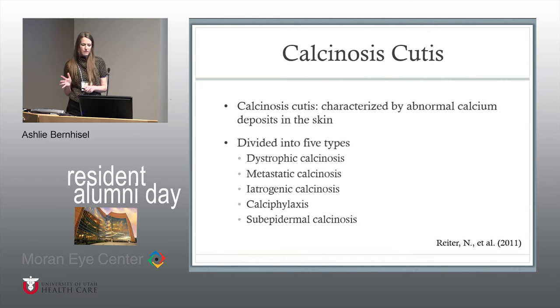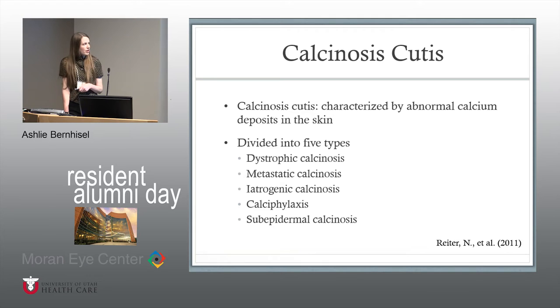and it's divided into five subtypes. The first one is dystrophic calcinosis, which is basically when there's some kind of damage to the connective tissues, most classically CREST syndrome, and the same kind of calcium deposits that occur with a tumor growth or with trauma. There's also metastatic calcinosis, which is any kind of calcium deposition in the skin that is secondary to calcium or phosphorus abnormalities.